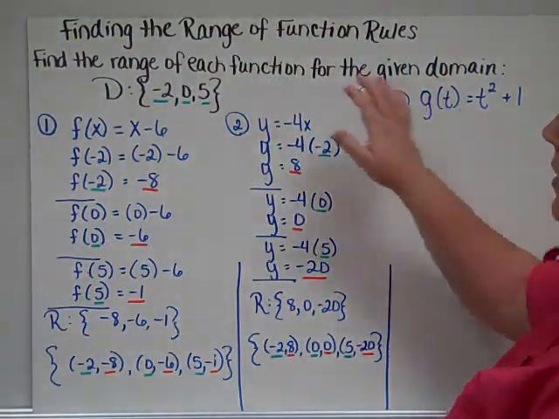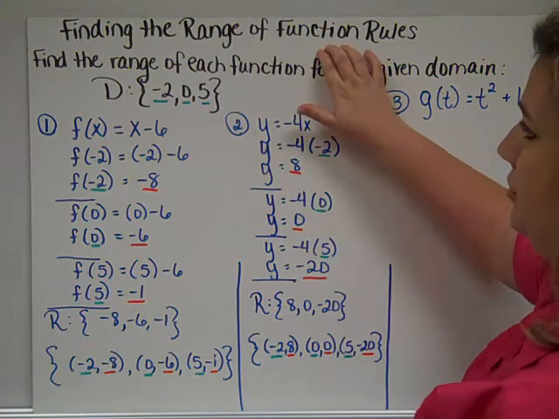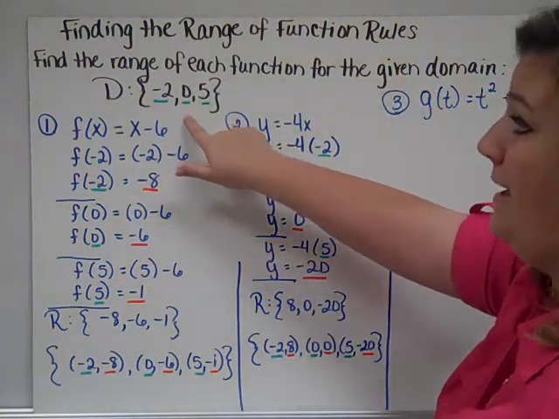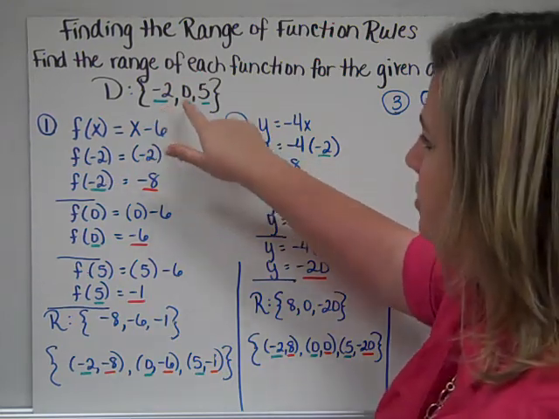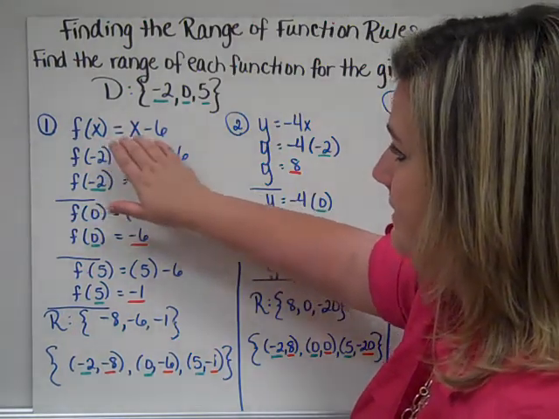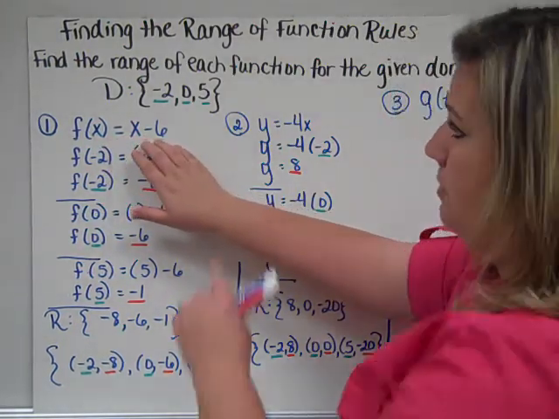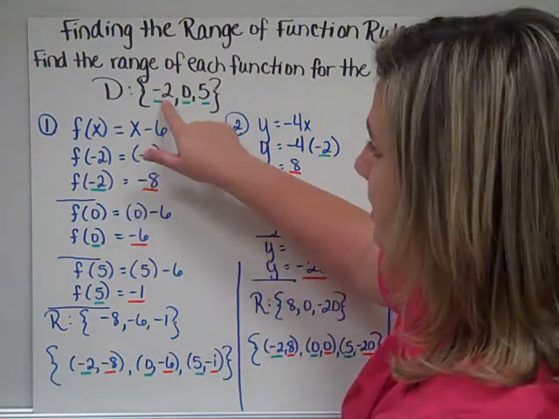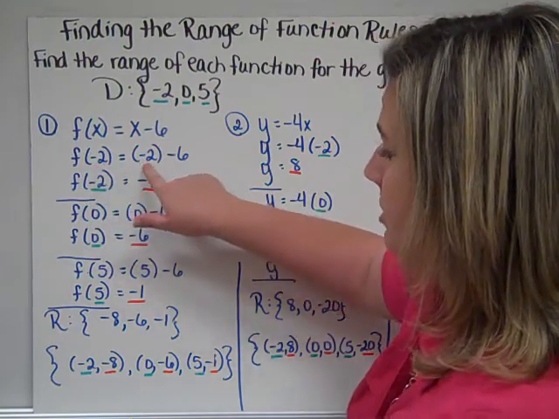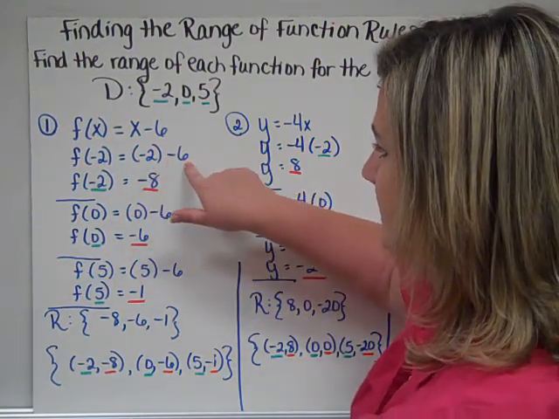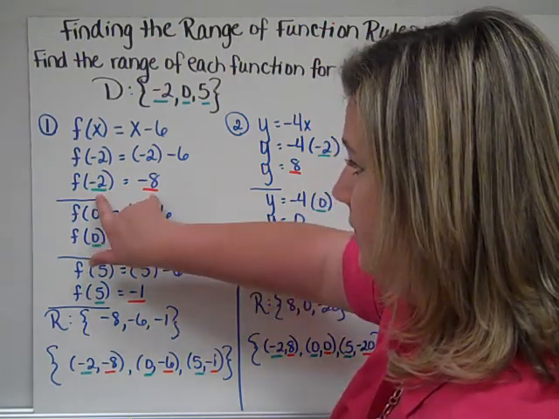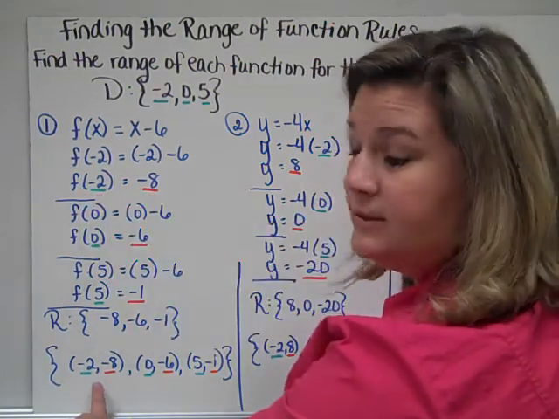All right, last one. Finding the range of function rules. Let's find the range of each function given the following domain. All my input values are negative 2, 0, and 5. Here's my first function: f of x equals x minus 6. Remember, wherever I see an x, I'm plugging in. The first input we're using is negative 2. When I plug that in, I get negative 2 minus 6, which is negative 8. So my first ordered pair, input, output, is negative 2, negative 8.